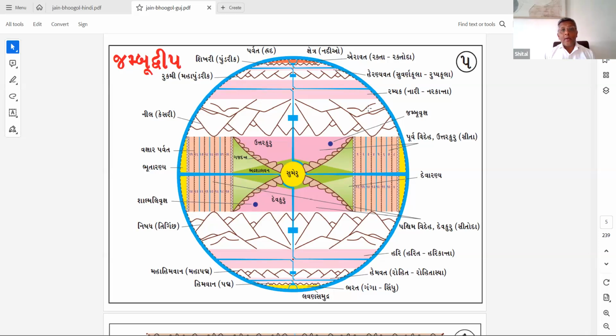Okay, another question is how many everlasting Bhog Bhumis are there? Listen to the question carefully. How many everlasting Bhog Bhumis are there in the Manushya Lok?